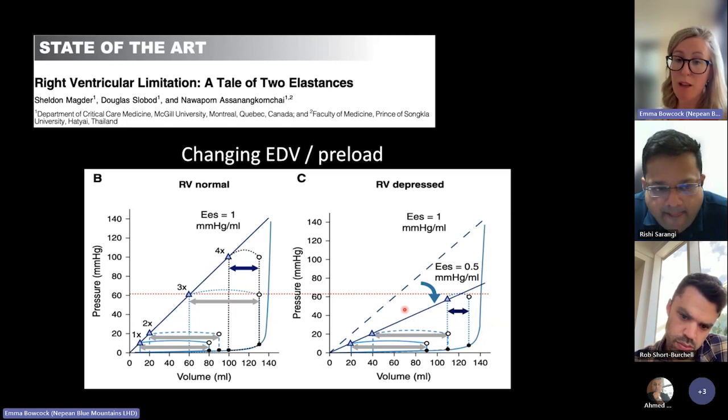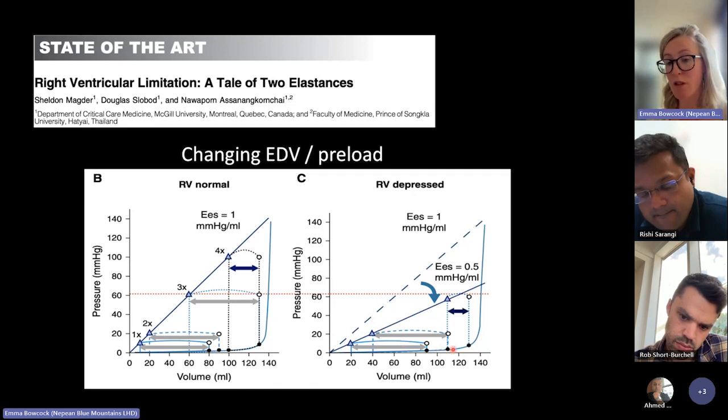If we give them a double whammy and move on to this one where we also reduce the RV contractility, so this would be a patient with sepsis who we've given 3-4 litres of fluid to. We've then shifted them to the right of this curve again. We've already got that reduced stroke volume because we've moved up this end diastolic pressure volume curve. And then we've reduced contractility, so the ES has gone from 1 millimeter of mercury per mil to 0.5 millimeters of mercury per mil.